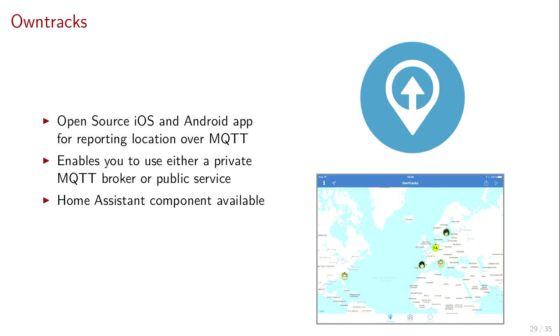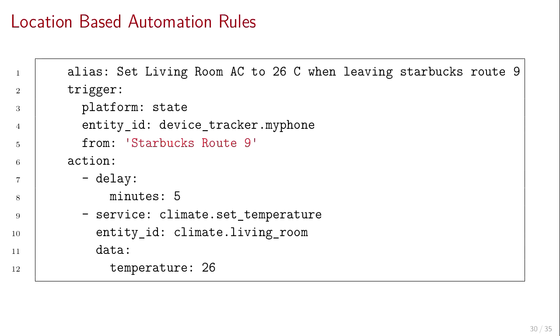And this is just a screenshot from the app, not my app, it's just from the documentation, because I don't have 5 people in my household spread across Europe and in South Carolina. But this was great, and it let me write automation rules based on location.